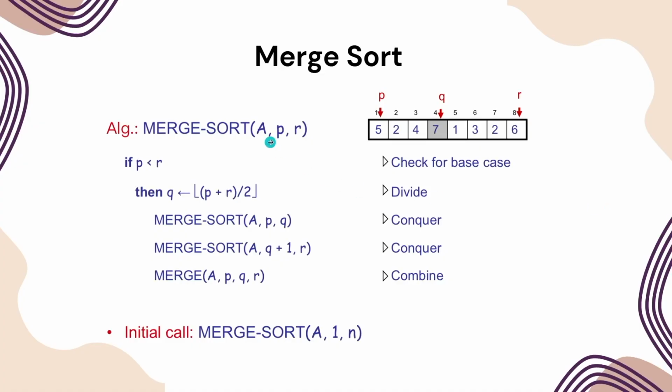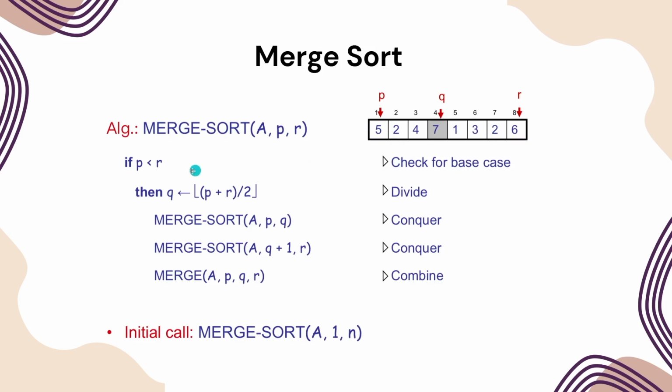So your merge sort algorithm takes as input the original array A and two other inputs, which are nothing but the starting and the end position of the subproblem. Say for instance, if you have considered a partition, here p marks the beginning of the partition and r denotes the end of the partition. So those are the other two arguments.